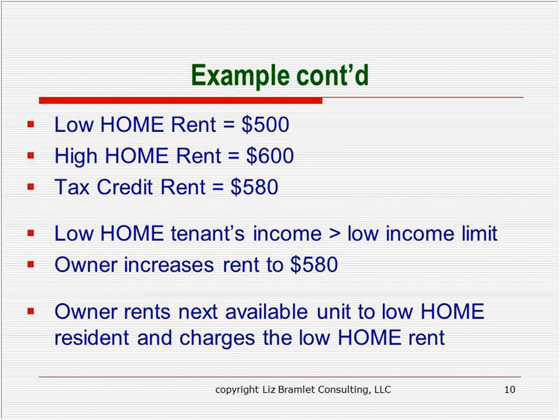We have a low HOME tenant whose income has jumped above 80% of the AMI. So they were low HOME, so we weren't charging them more than $500. They'll become high HOME for the HOME program, but it's a 100% tax credit building, so we will not charge them above $580, the maximum allowable tax credit rent.